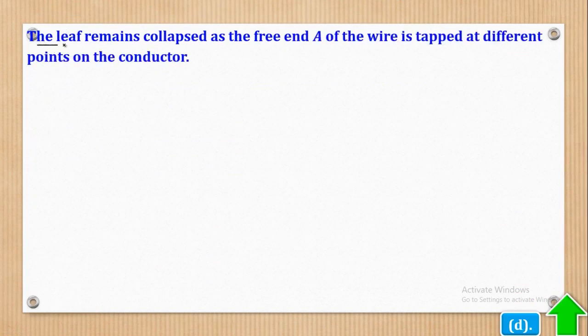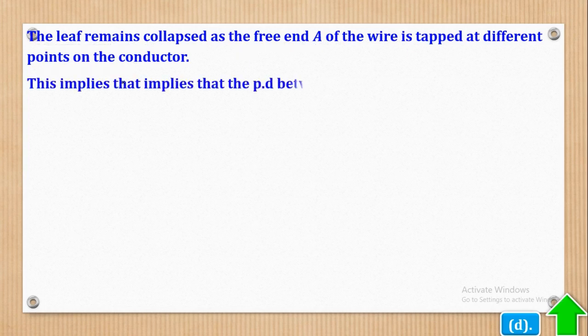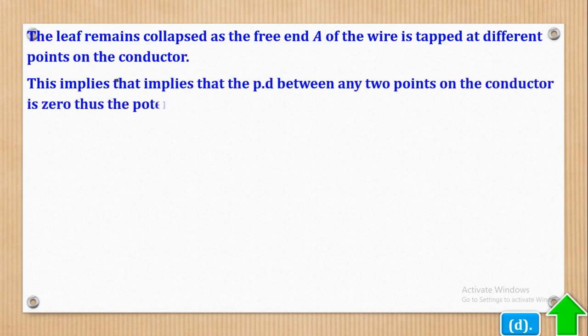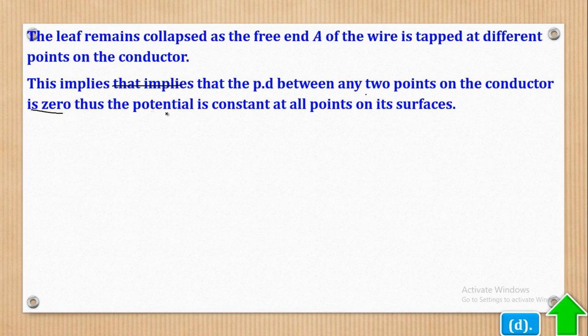Then we shall say that the leaf remains collapsed as the free end A of the wire is tapped at different points on the conductor. So this implies that the PD between any 2 points on a conductor is 0, and thus the potential is constant at all points on the surface. So that was part C.